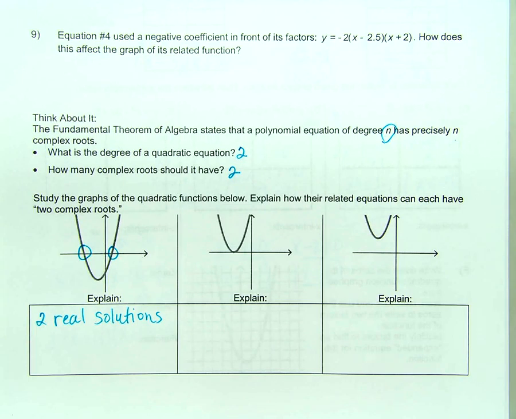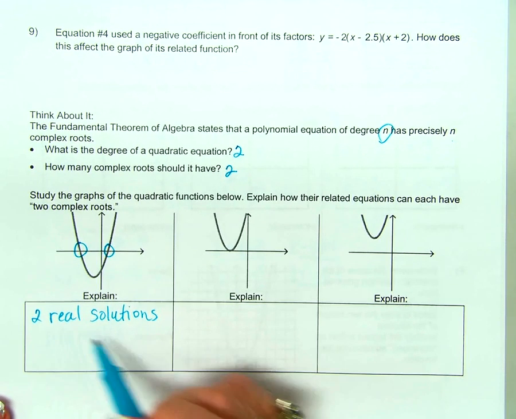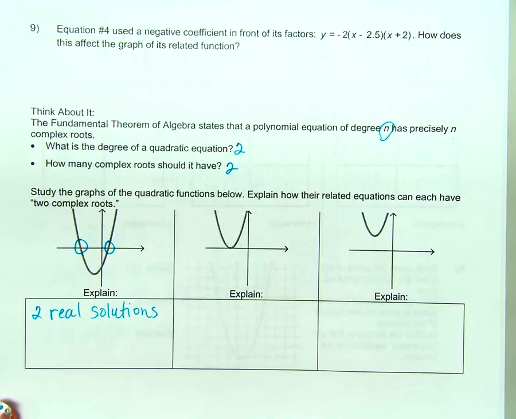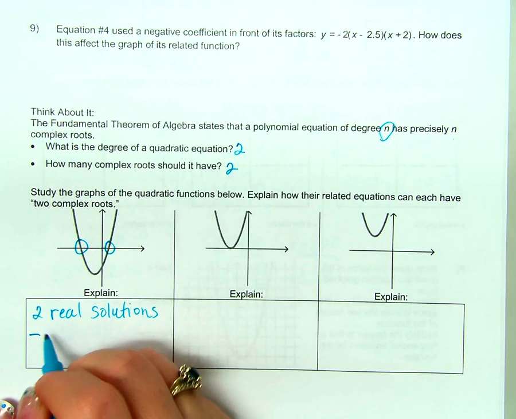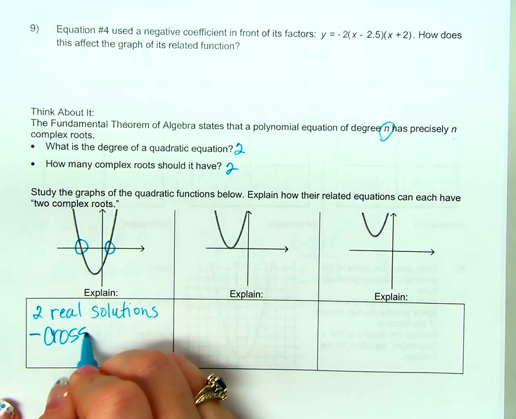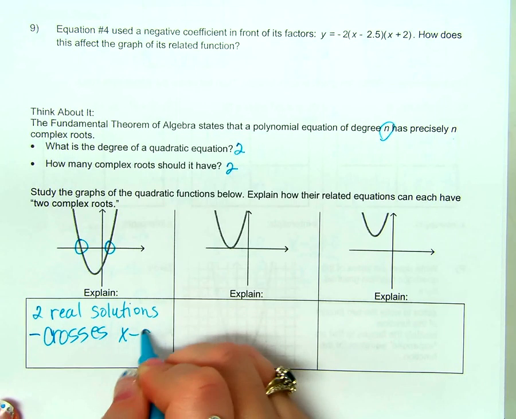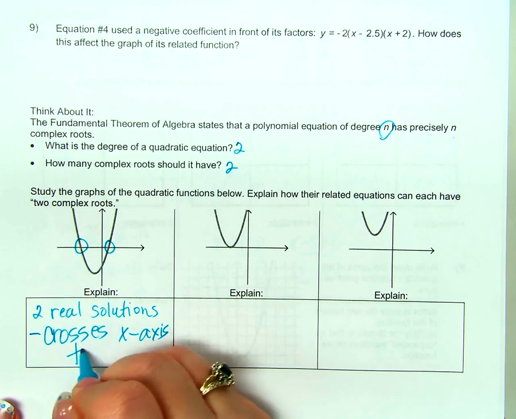We won't get there until next week. So just trust me on this one. I'll get you there next week. Fair enough? Okay. 2 real solutions. Why does this have 2 real solutions? Crosses the x-axis twice.